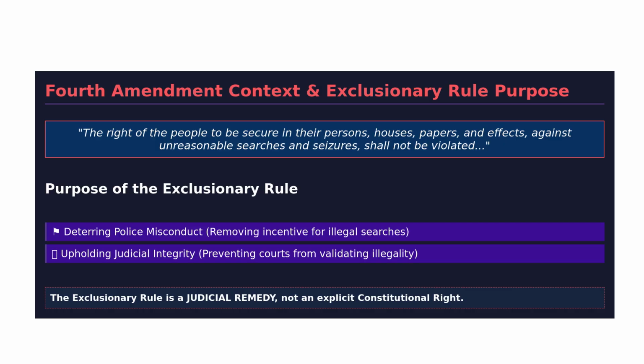It is crucial to understand the dual purpose of this rule. First, it serves as a deterrent, aiming to discourage future police misconduct by removing the incentive to violate constitutional guarantees. Second, it upholds judicial integrity, ensuring that courts are not complicit in lawbreaking by admitting evidence obtained illegally. Note that the exclusionary rule itself is not explicitly written into the Constitution. Rather, it is a judicially created remedy designed to enforce the Fourth Amendment guarantee. We will now define this remedy more precisely.